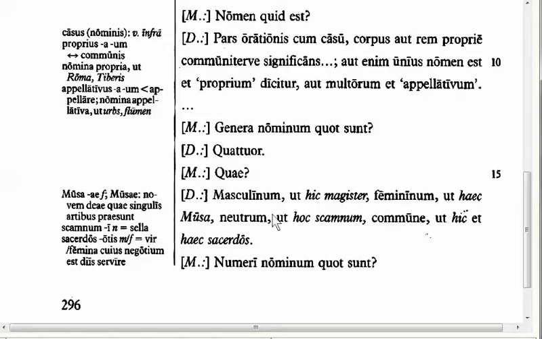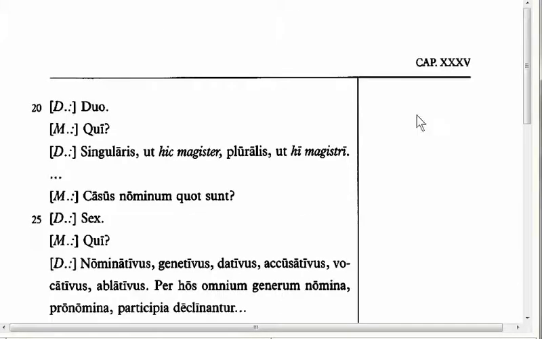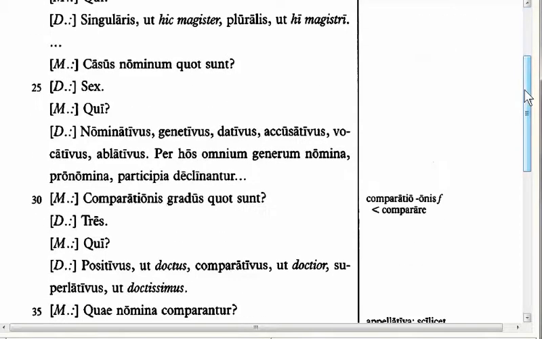The next new feature is in line 27. Here the question is, casus nominum quot sunt. So how many cases are there of nouns? How many noun cases are there? There are 6. Question, qui, what are they? Nominativus, genitivus, dativus, accusativus, vocativus, ablativus. So here's the answer to the cases. There's a nominative, genitive, dative, accusative, vocative, and ablative.